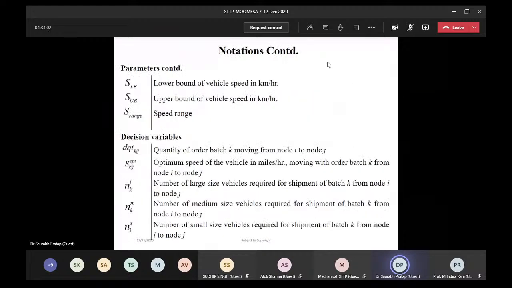And after that, these are some decision variables. On the basis of these decision variables, we have to calculate the objective function: the quantity of order batch k moving from node i to j, how many products will move, and how many large size vehicles are required for shipment of the batch k. So these are the decision variables.